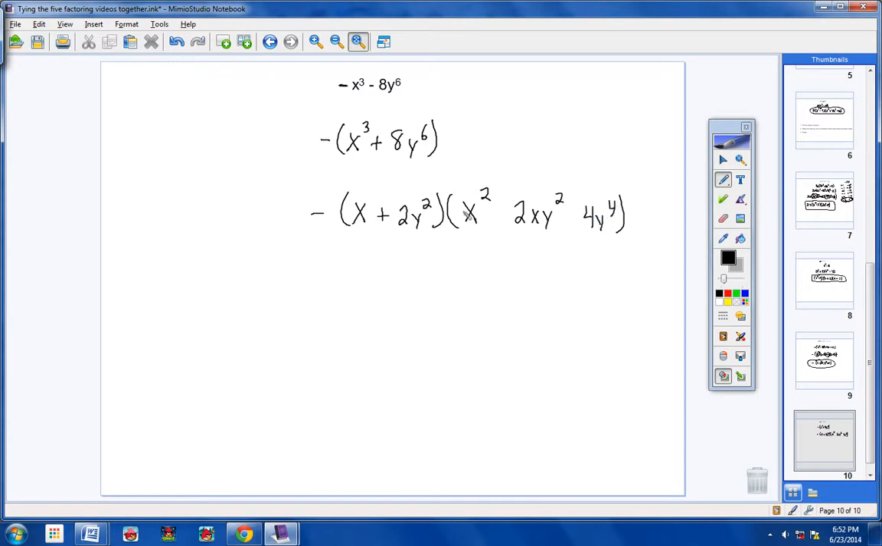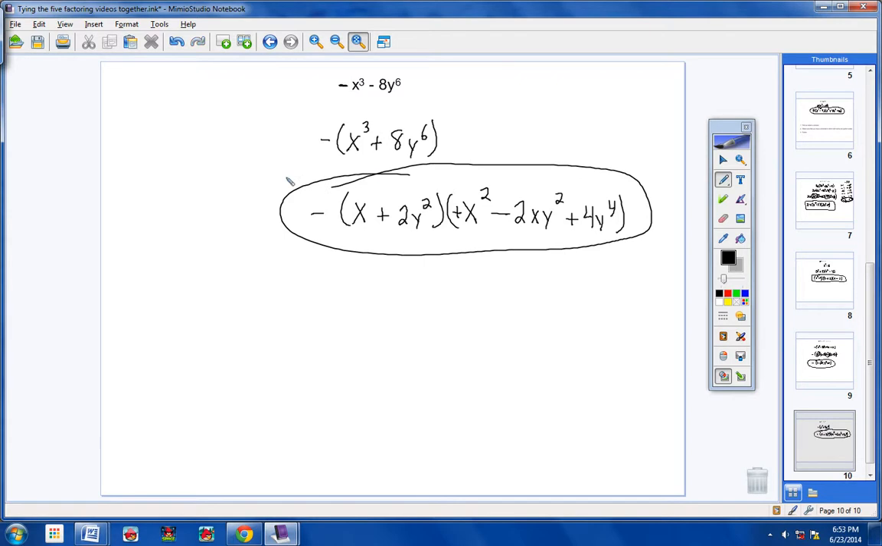And then remember, this term here is always positive, this term here is always positive, and then whatever the sign of this term right here is, the opposite sign goes right here. So if this is positive here, then you'll put a negative sign right here. And that's it. We're finished. There's nothing else you can do to this.